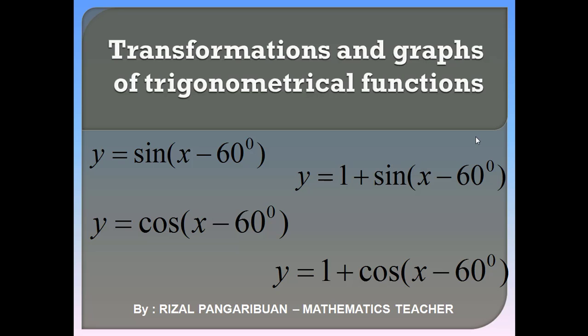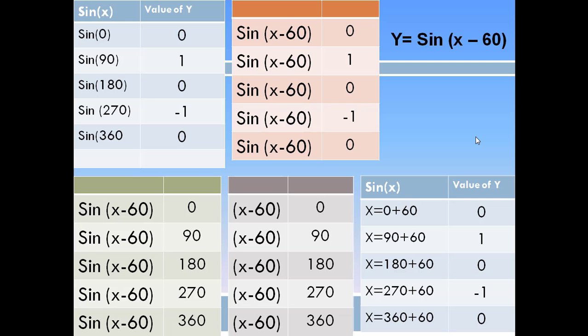How about if you change the half, the 2x becomes x equal to 60. Okay, let's continue. How to draw them in trigonometry. You must study first that sin 0 is 0, sin 90 is 1, sin 180 is 0, sin 270 is minus 1, sin 360 is 0. This is about the quadrants.